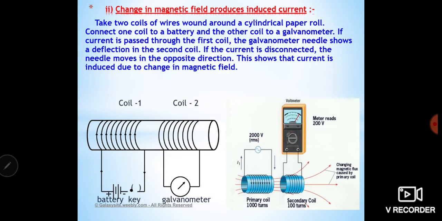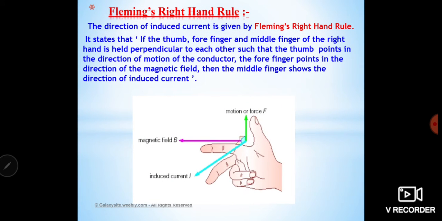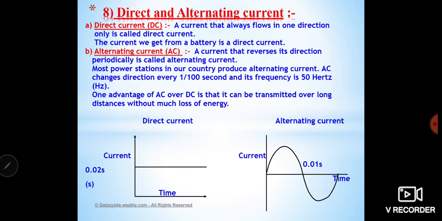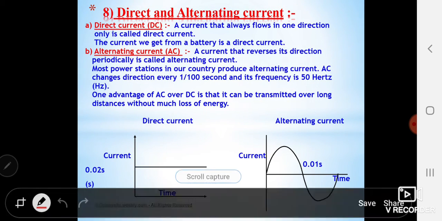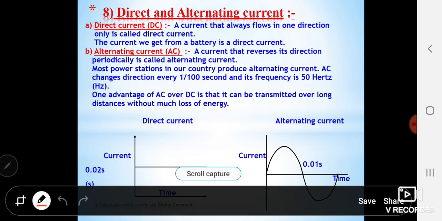The experiment behind that shows that a change in magnetic field produces induced current. Based on this, you also learned Fleming's right hand rule. And one more very important concept you learned is the AC generator and its working principle. Based on that, in this class you need to learn a very important concept: direct current and alternating current.